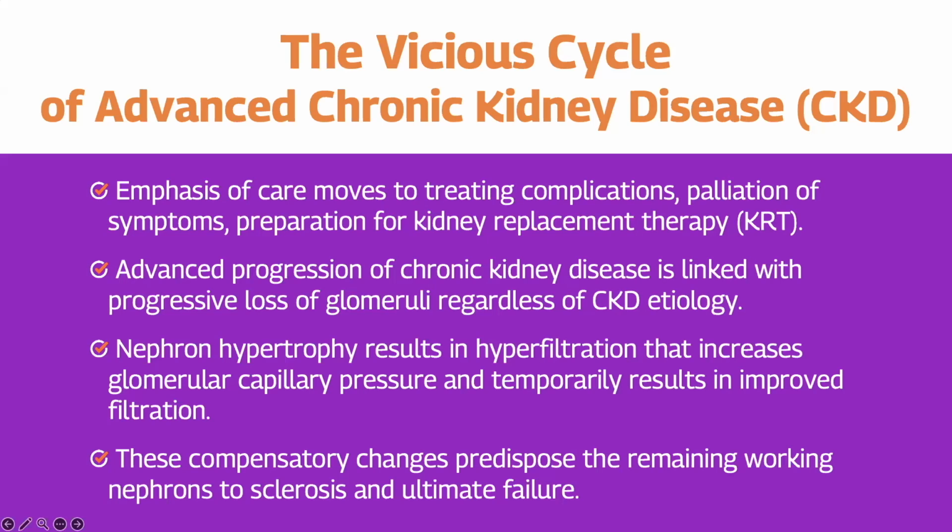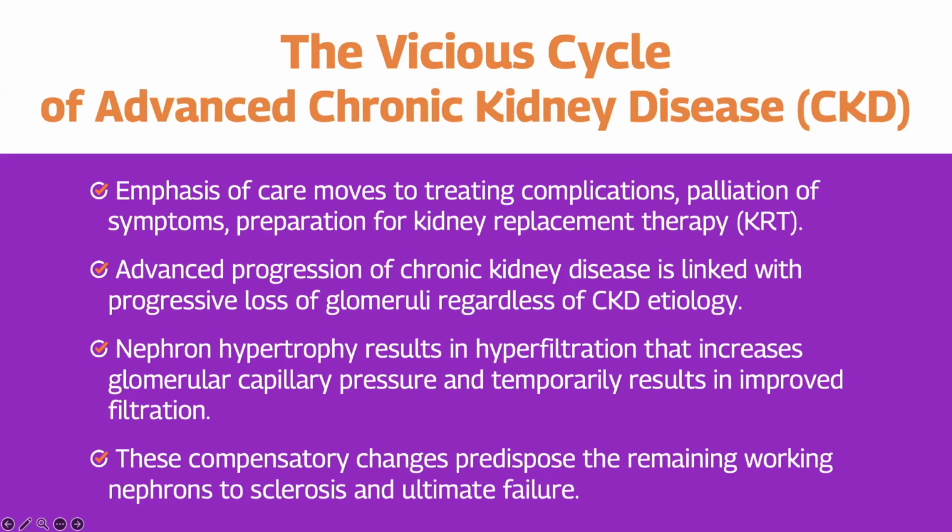Also looking at the kidney, the structural and functional hypertrophy of those surviving nephrons is going to occur as the still functioning nephrons attempt to compensate for the loss of function. Also, hyperfiltration is going to be increasing glomerular capillary pressure and temporarily improving filtration. This compensation mechanism explains why there is a significant loss in nephrons before symptoms of kidney disease are evident.